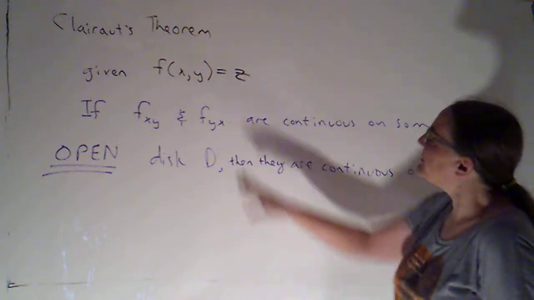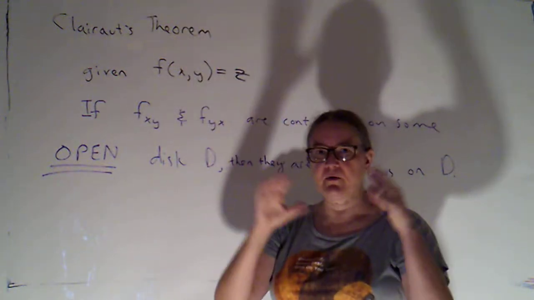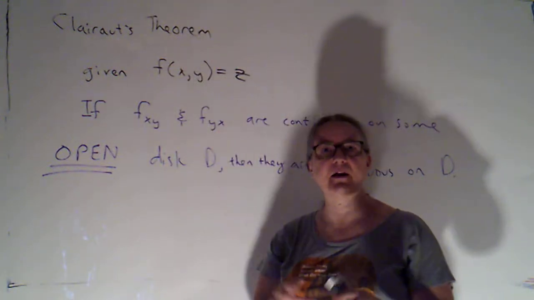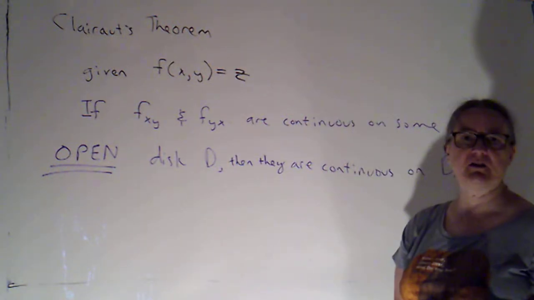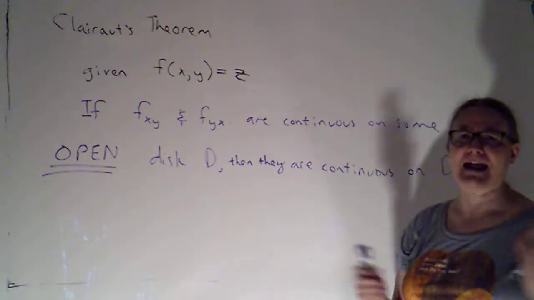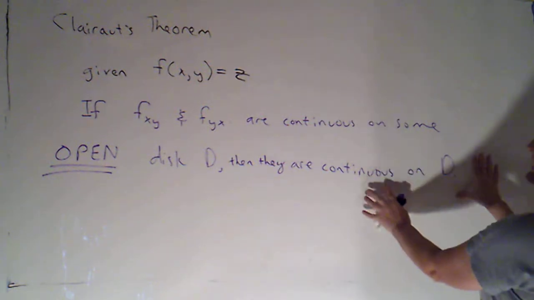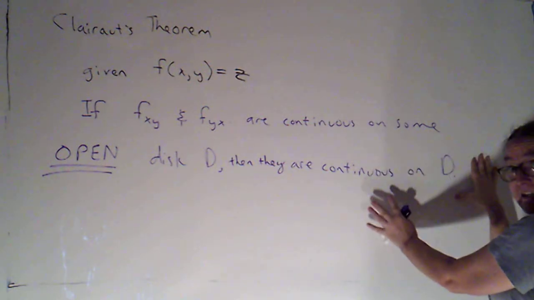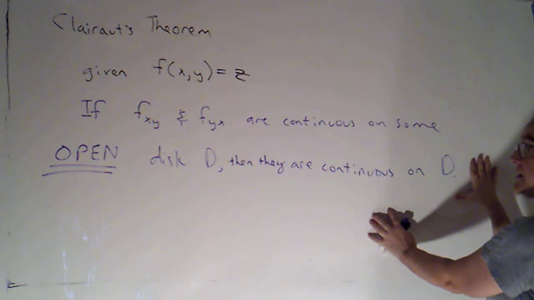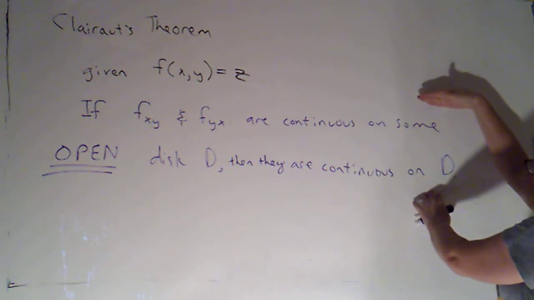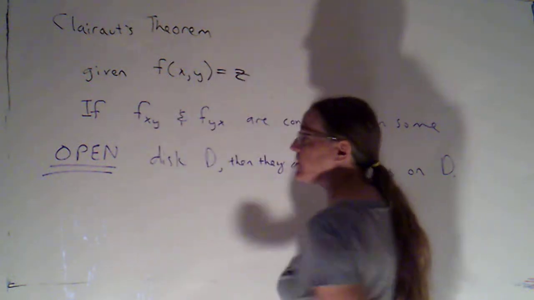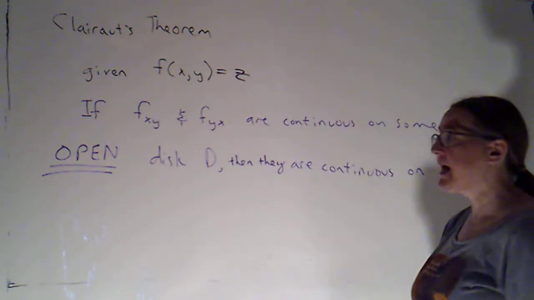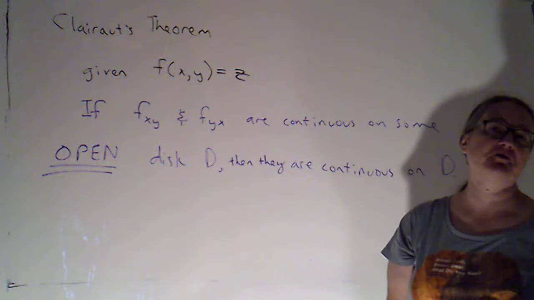Now, as I said, there are some situations when we're working with relatively few variables or relatively low order derivatives where you can relax that condition a little bit. I'm honestly not sure exactly what they are. The application of Clairaut's theorem that we're going to need this semester and that you're responsible for is this one here. For a function of two variables, if the two mixed second partials are continuous on an open disk, then those two mixed second partials are equal.